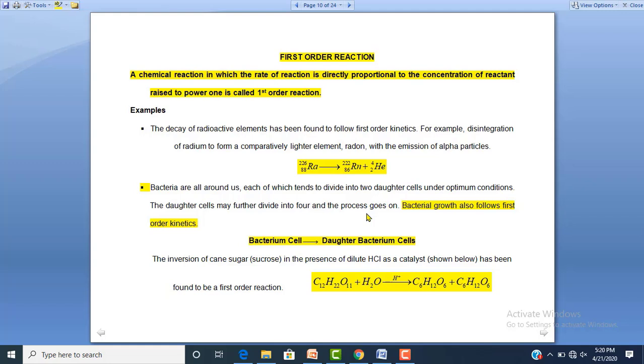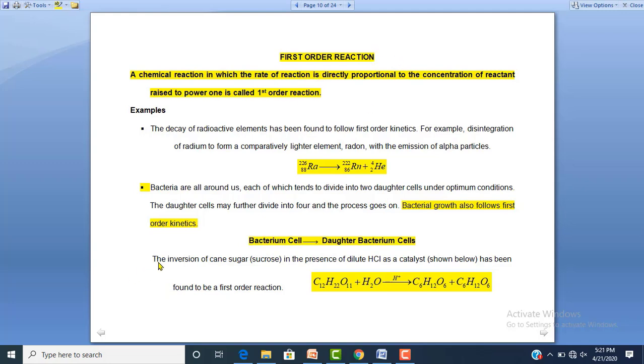Our students who have studied biology, zoology, botany, they have already learned this point. When a bacteria grows, then what happens? A bacterium cell divides into daughter bacterium cells by mitosis, by meiosis, or some other process, whatever. Anyhow, when a bacterial cell grows into daughter cells, this growth of a bacterial cell into the daughter cell also follows first order reaction.